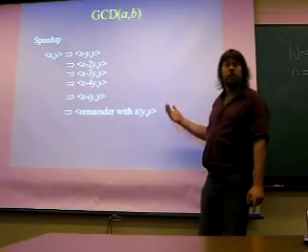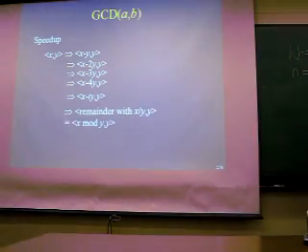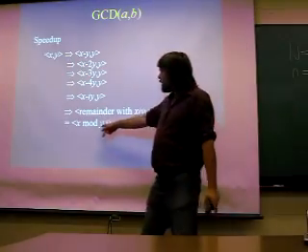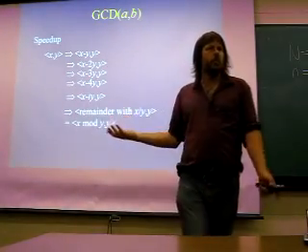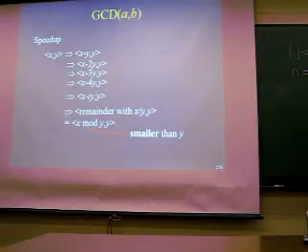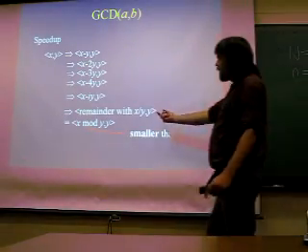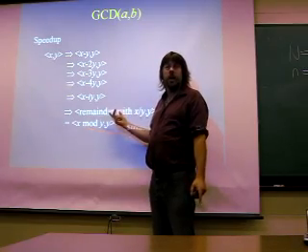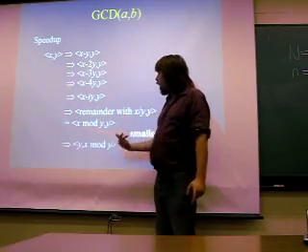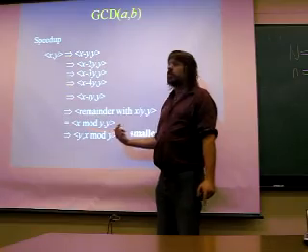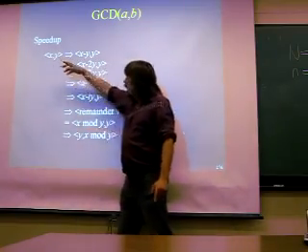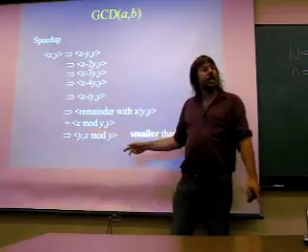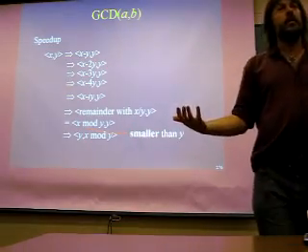Right? People buy that? So what is the remainder? Well, another way of writing that is x mod y. And one property of x mod y is that it's always smaller than y. Right? So what should we do? We should automatically swap them. So the algorithm is, starting from x and y, we replace it with y and x mod y. Alright, good?